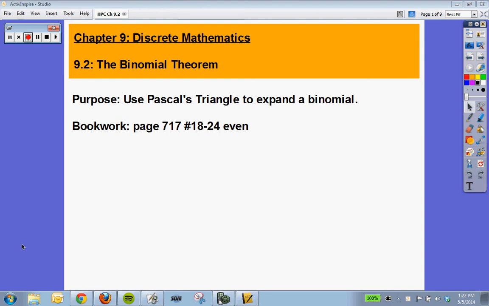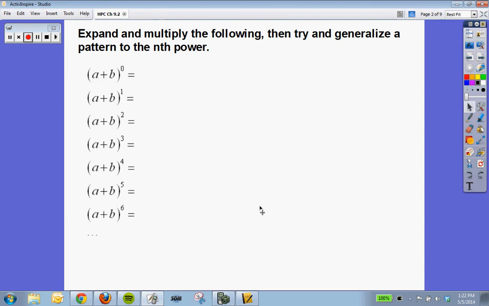So today we are going to use Pascal's triangle to expand a binomial. So what I'd like you all to work on right now is what you see here. I'd like you guys to expand and multiply the following, then try and generalize a pattern to the nth power.